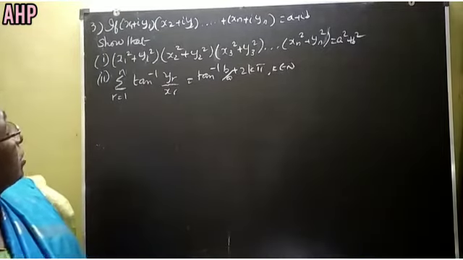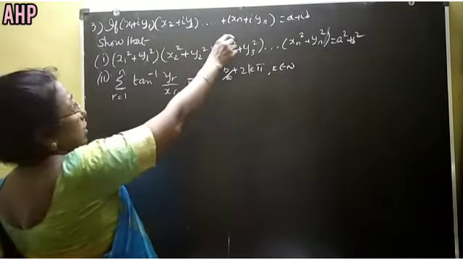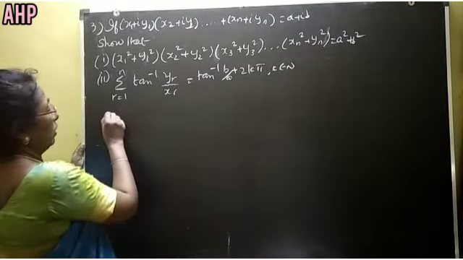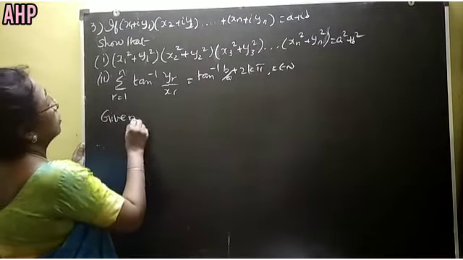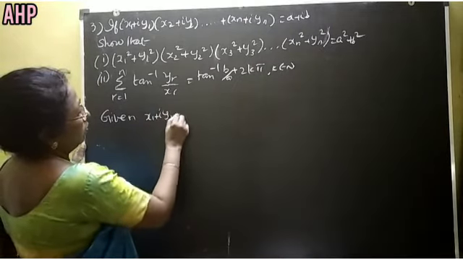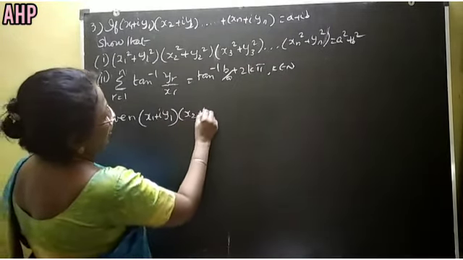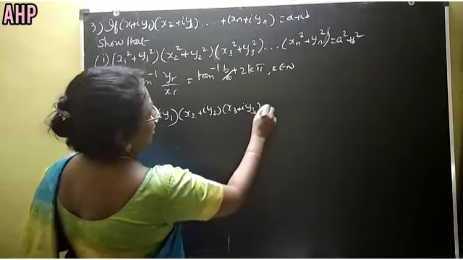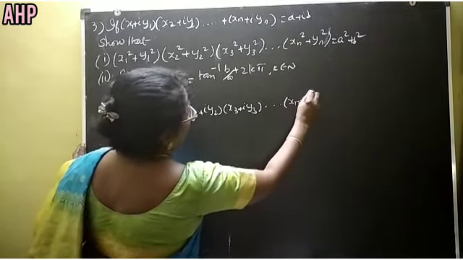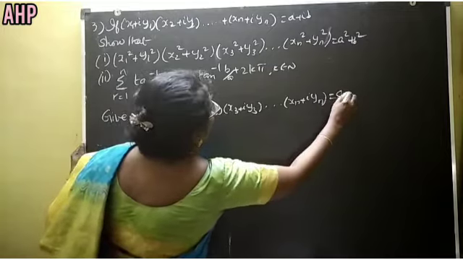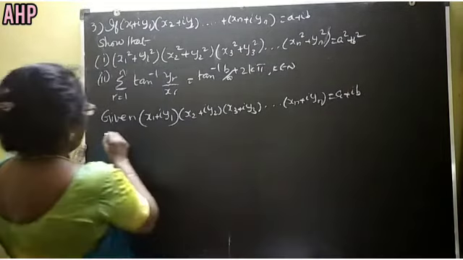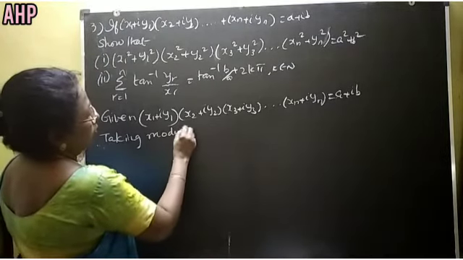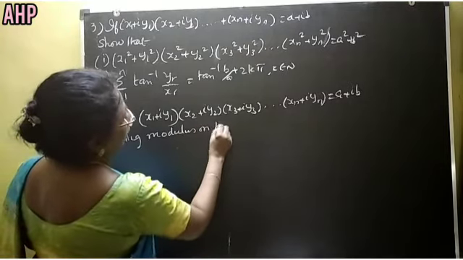In this given question, (x1 + iy1)(x2 + iy2)...(xn + iyn) = a + ib is given, and we are asked to prove this. So we are given (x1 + iy1)(x2 + iy2)(x3 + iy3)...(xn + iyn) = a + ib. Now, taking modulus on both sides.